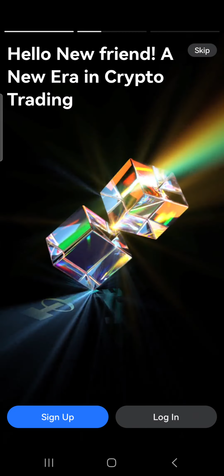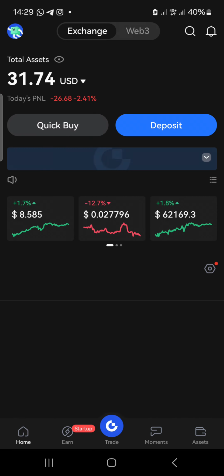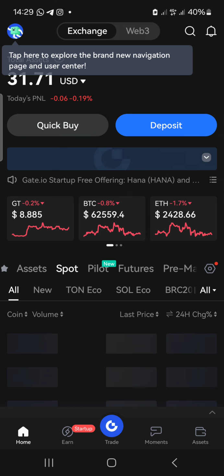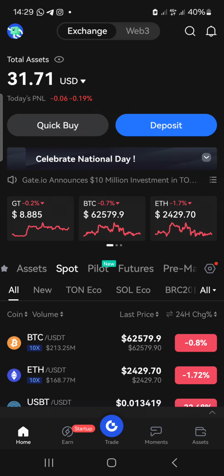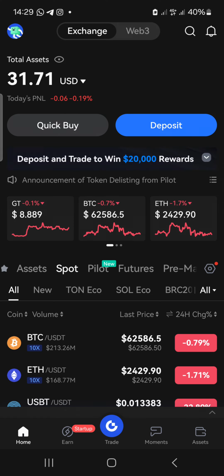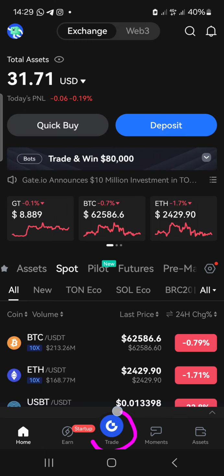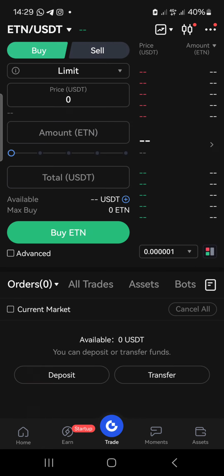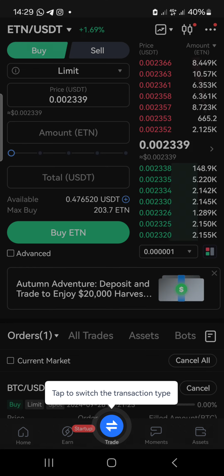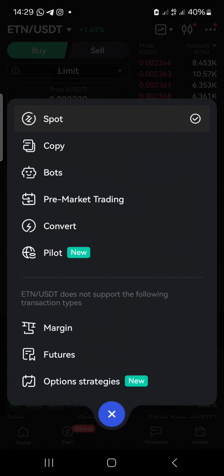I updated this one, so I thought I was logged out. All right, I'm not logged out. So this is Gate.io. It's open. Now you want to trade, right? If you want to trade, just as always, click on trade here. When you click on trade, you can see the interface is almost the same, just a little difference.